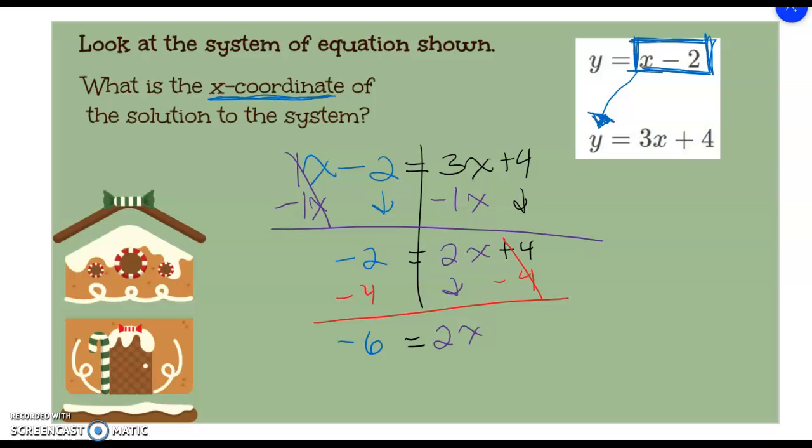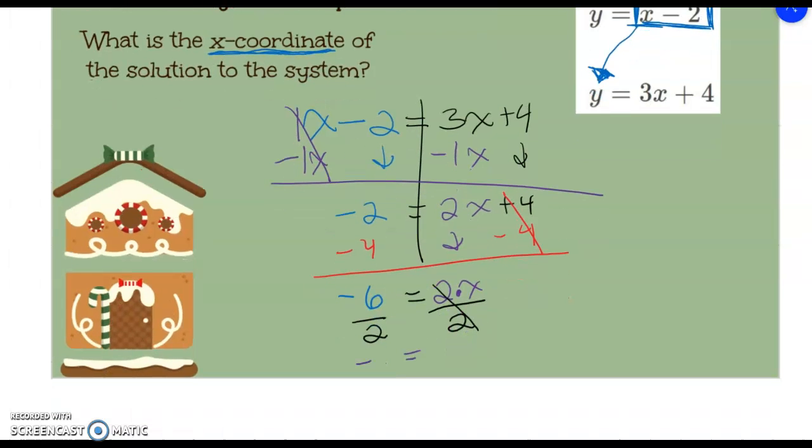Is my x alone? No, there's a 2 attached. Remember, if they're right next to each other, it means multiplication. The opposite of multiplication is division. So I'm going to divide by 2 on both sides. A negative divided by a positive is, in fact, a negative. 6 divided by 2 is 3. And on the other side, I'm just going to be left with x. So my x coordinate is -3.